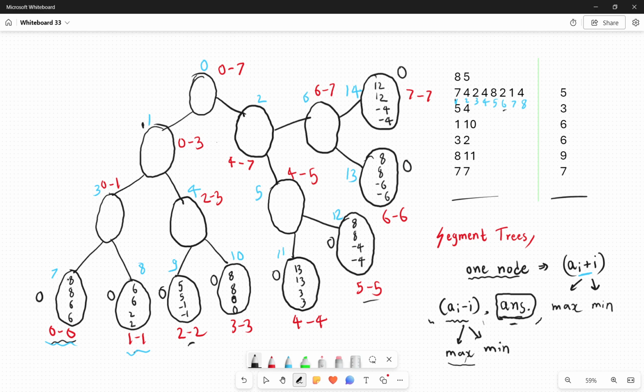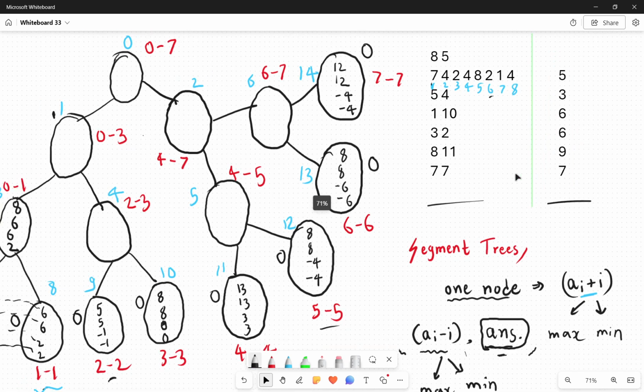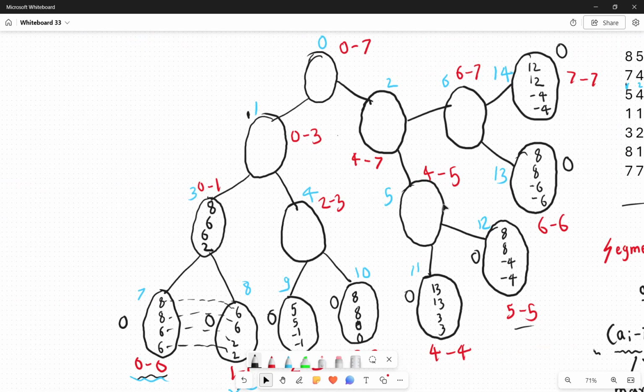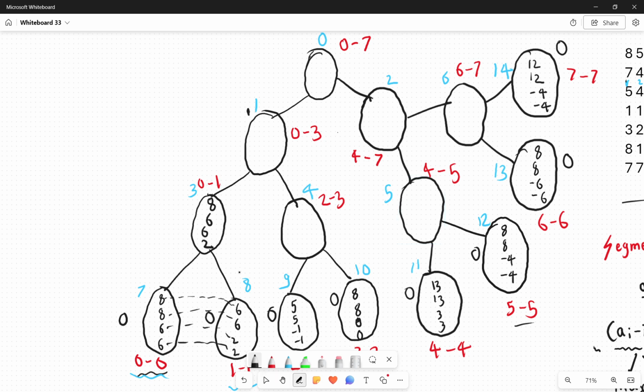Okay, so to merge this node, I will take the maximum of a1 and a2, so it is basically 8. I will take the minimum of these, so that's basically 6. I will take the maximum of this, which is again 6. I will take the minimum of these two, that is 2. I can zoom in a little bit so things are more clear.